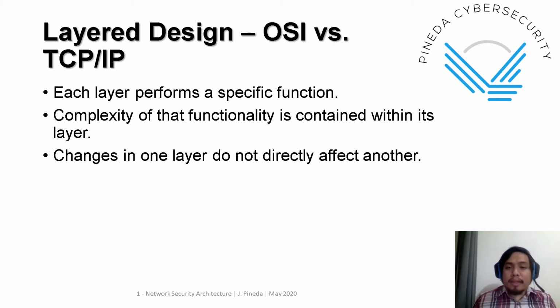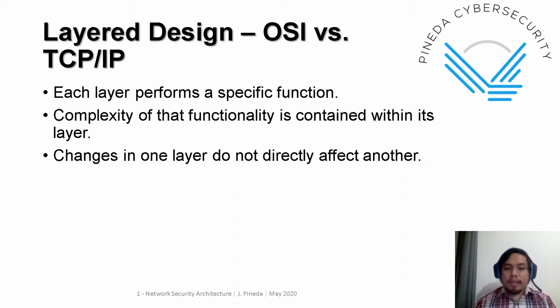We start with the layer design, comparing OSI versus TCP/IP. Because this is just a review, there's an assumption that you already know the network fundamentals like the OSI model and the layers and the protocols that are running in these layers. But just to give you an idea, for OSI, each layer performs a specific function, and the complexity of that functionality is contained within each layer.